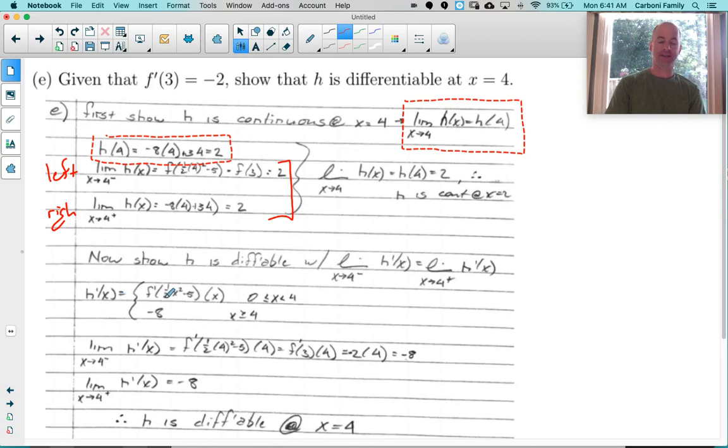So I had to find h prime. Getting an expression for h prime, you just take the derivative of the pieces. We would use the chain rule on f of 1/2 x squared. That gives you f prime of the inside times the derivative of 1/2 x squared, which is x. The derivative of the bottom part is just negative 8.